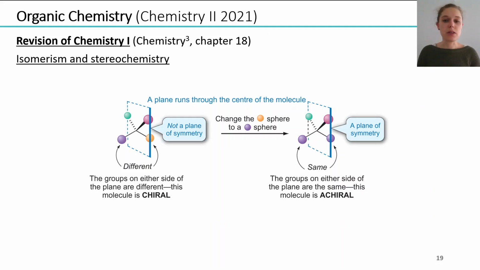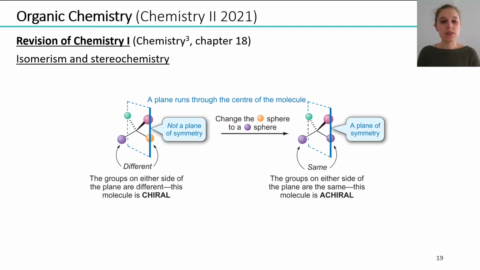Now we talk about molecules with a chiral center. For example, if you have an sp3 hybridized carbon atom, it can have 4 different bonding partners. If we just have 4 hydrogen atoms, then it's rather easy because they're all equal. But if you have 4 different substituents, then you can find something called chirality.